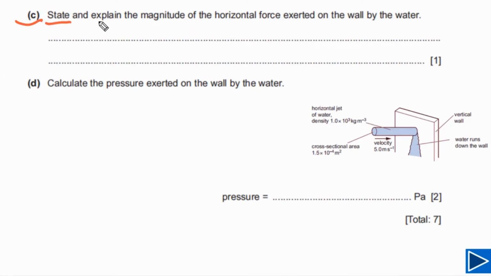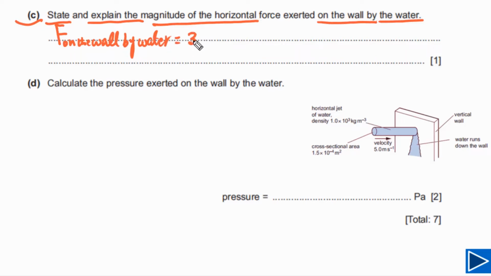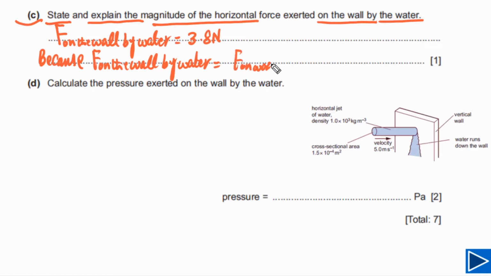For part C, we need to state and explain the magnitude of the horizontal force exerted on the wall by the water. First thing we need to state, so simply we can say the magnitude of this force, meaning the force on the wall by water, is equal to 3.8 newtons. Now we need to explain why this is equal to 3.8 newtons. We can say because force on the wall by water is equal to force on water by wall.